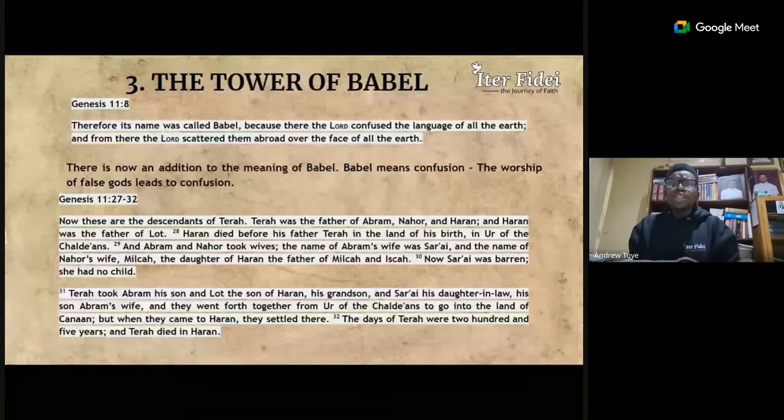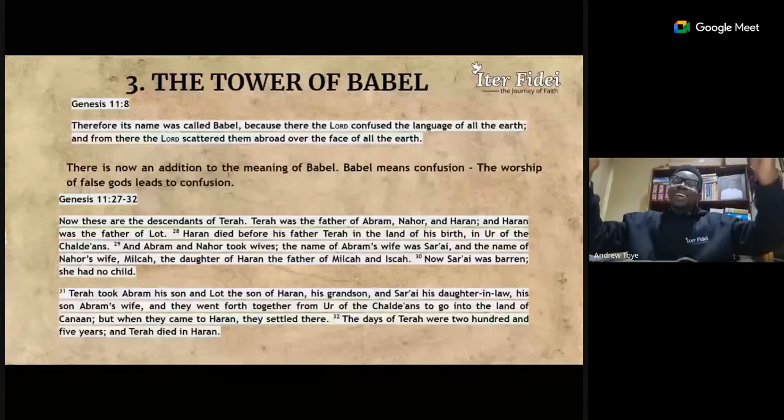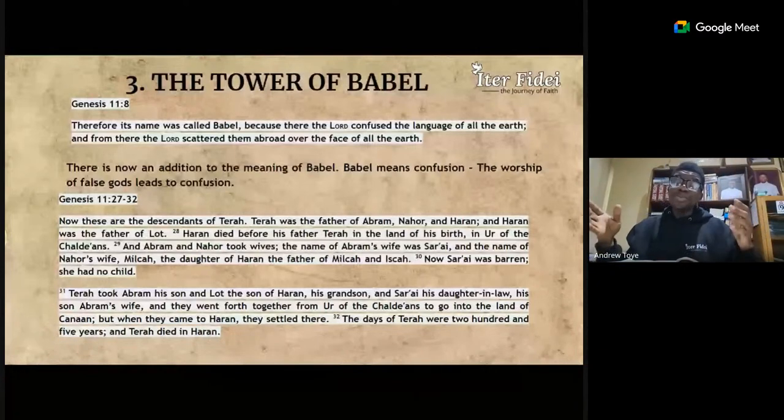Like I told us, initially Babel means the gates of the gods. So now Babel means confusion, meaning that the gates of the gods, if you enter it, leads to confusion. The worship of false gods leads to confusion. That's what this is telling us. And again, we are back in that circle of men. Man fails, God judges, God's mercy, God starts all over again. And where does it start this time around?